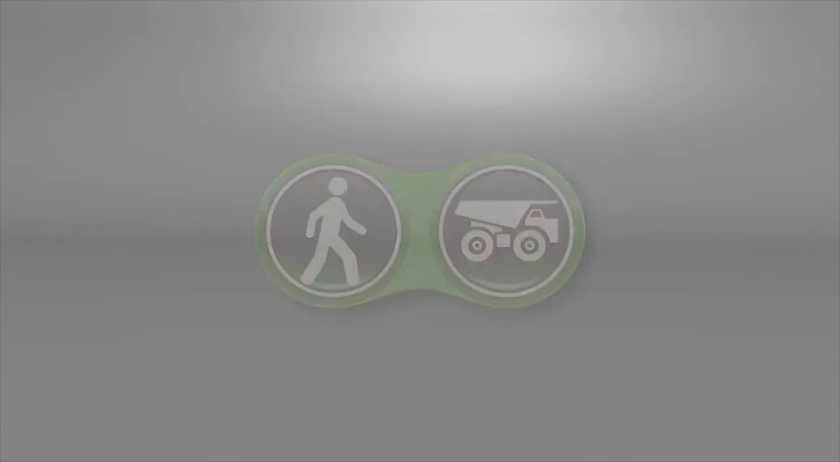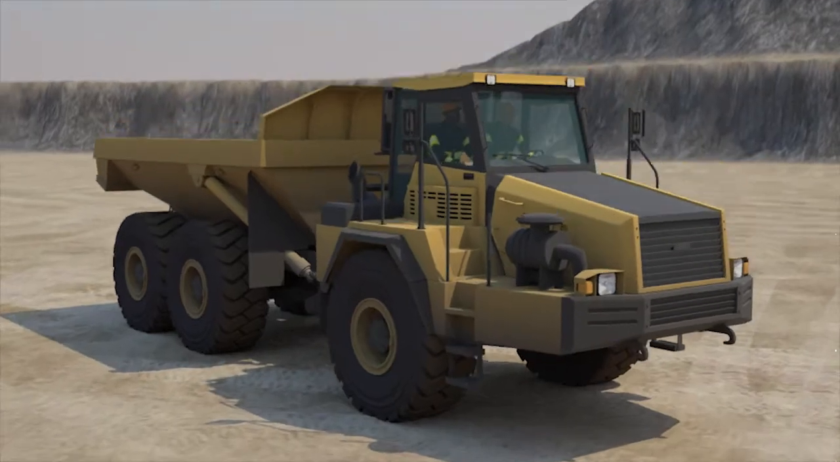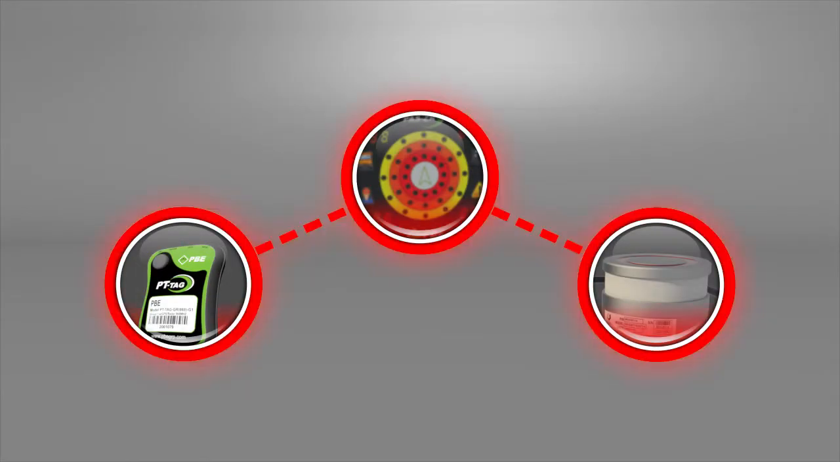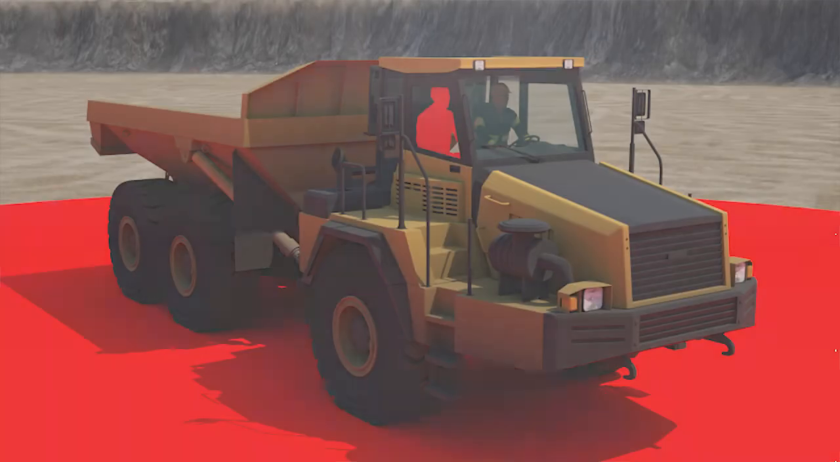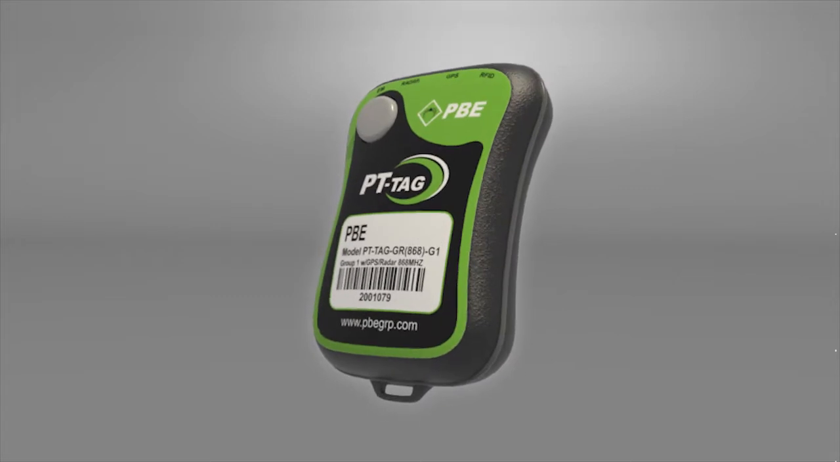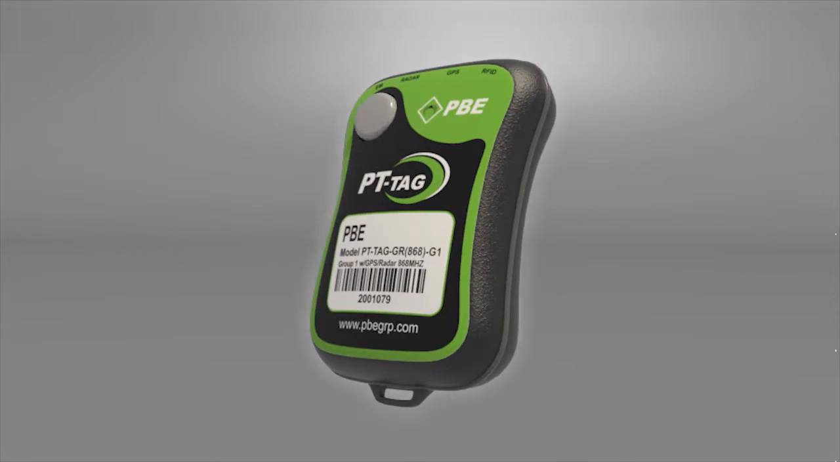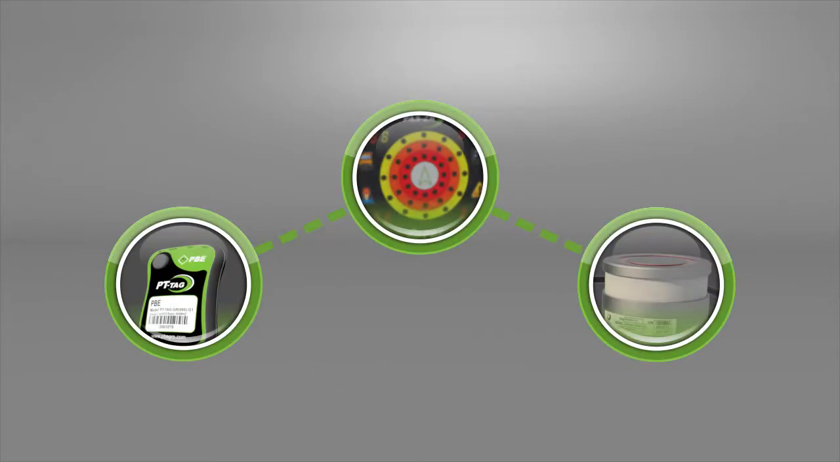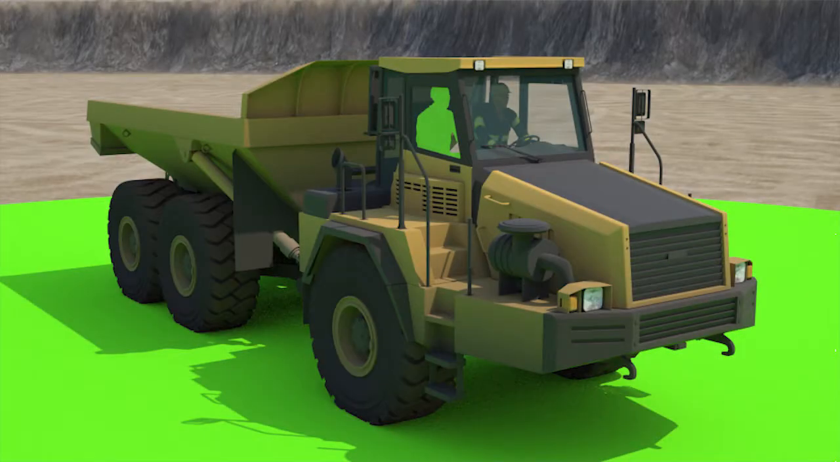Attaching to a vehicle. When a pedestrian enters a vehicle, the alarms and light on the PT tag unit and PASS system will flash, indicating that the pedestrian is not yet attached to the vehicle. Press the button on the PT tag twice to attach yourself to the vehicle. Once pressed, the alarming will stop. This indicates that the pedestrian is now attached to the vehicle.